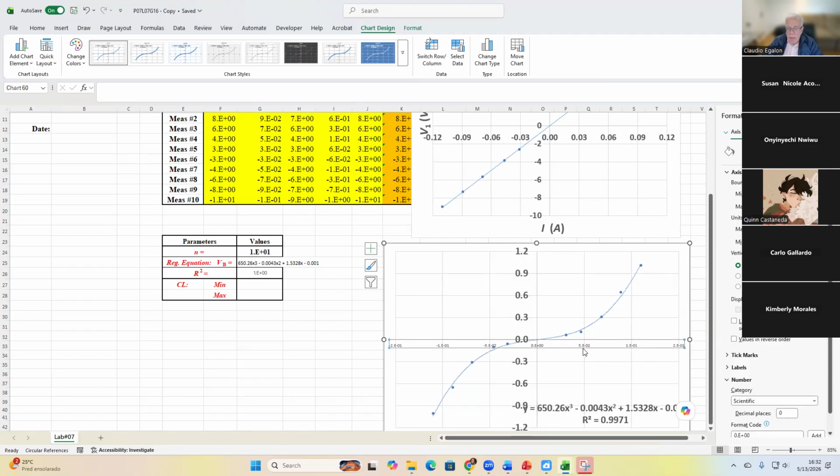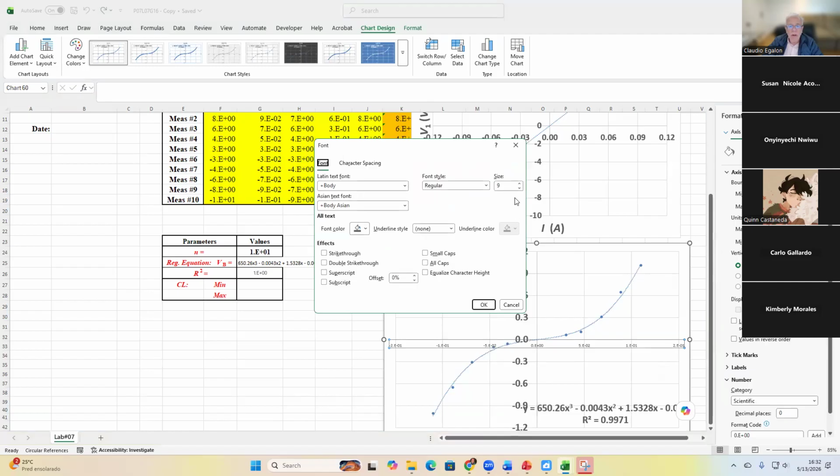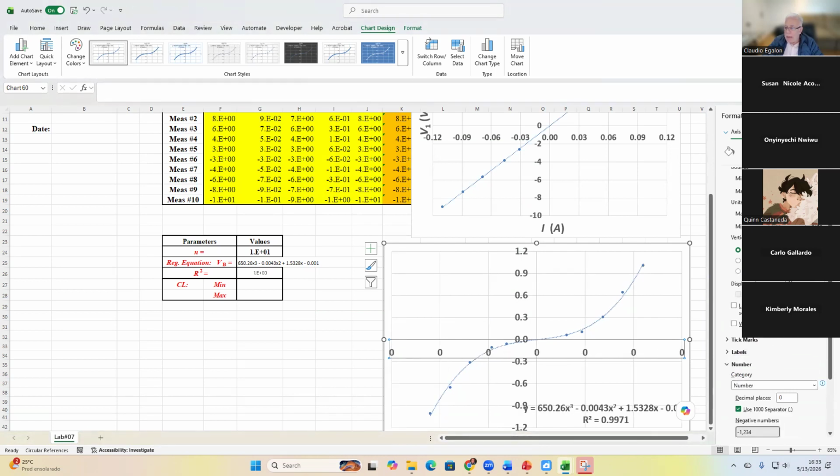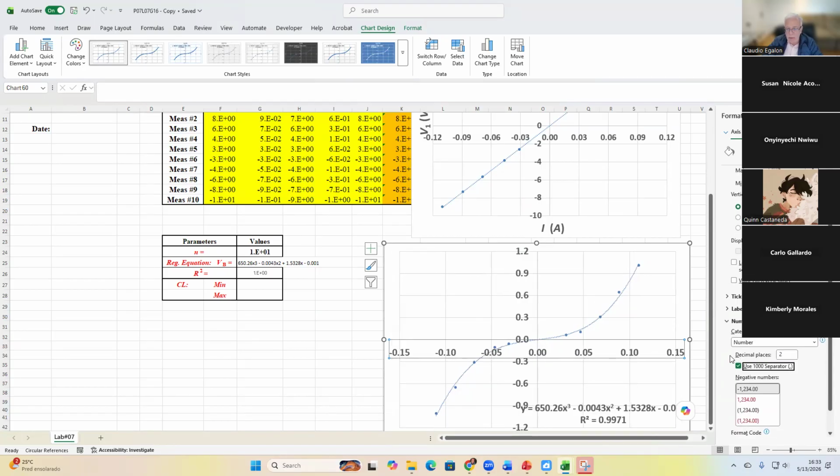Now we gotta do the same thing right in here. The first thing you want to do is the font size, 20, boldface. Good. You want to change the format from scientific to numeric. And in this case, we want 2 decimal places. Let's try 2 decimal places. So let's see if 2 decimal places is a good measure.